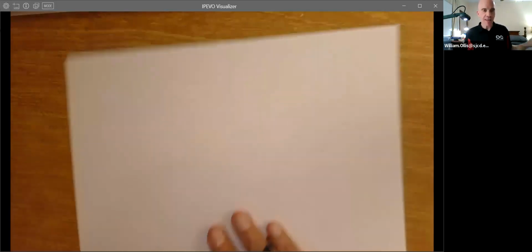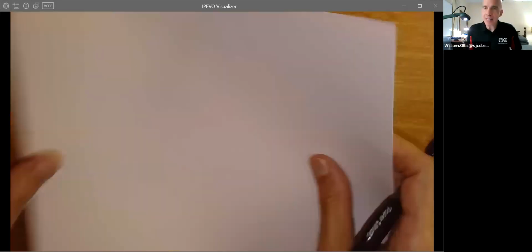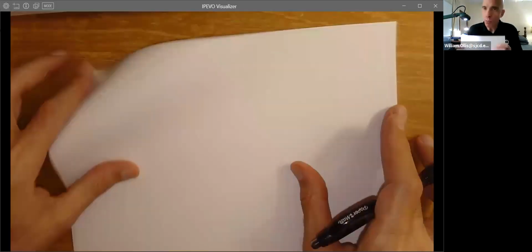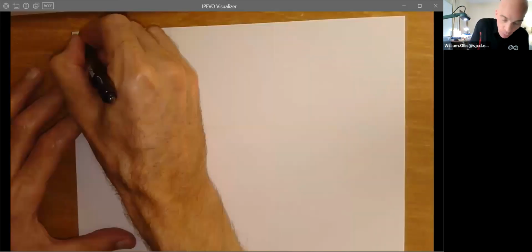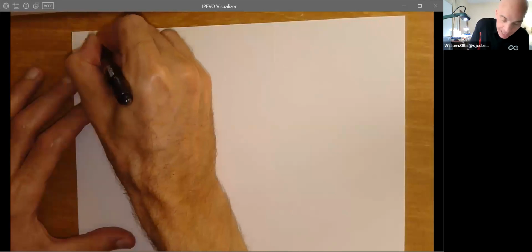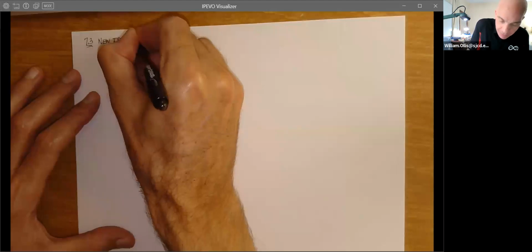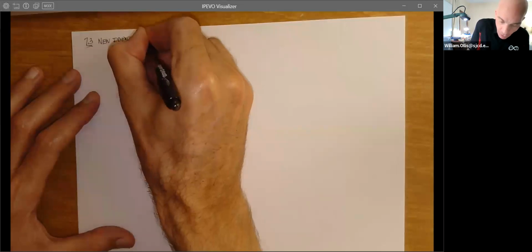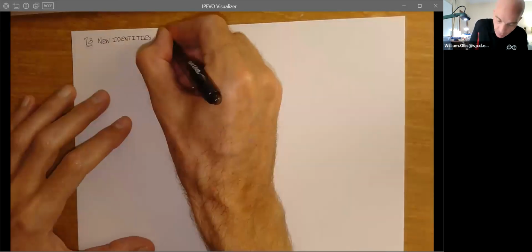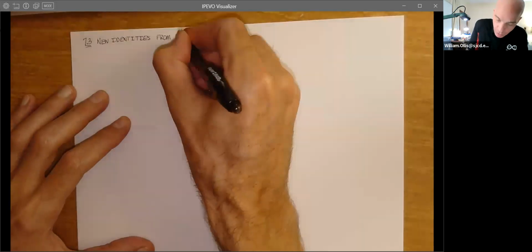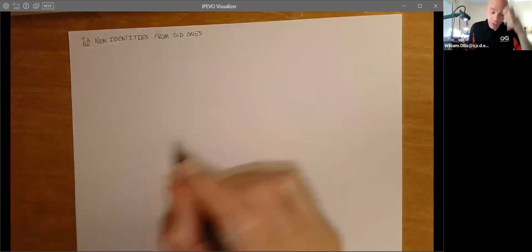But the thing is that as you need to use an identity, you get more familiar with it. Ones that are less used, not so much. So we'll just say 7.3, new identities from old ones. And when I say old ones, they're the ones we just derived.